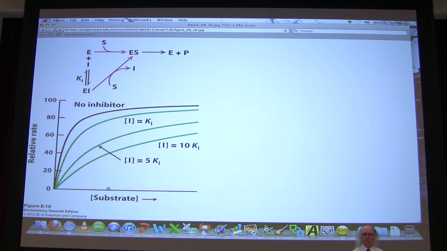Anybody with me there? Questions? Yes? With competitive inhibition, Vmax does not change, Km increases. Now, I think you should be able to logic that out in your heads. I think that's important to be able to think through because it saves you having to memorize something else.